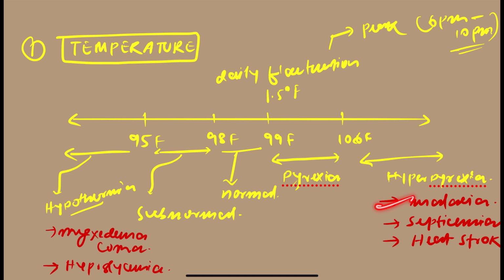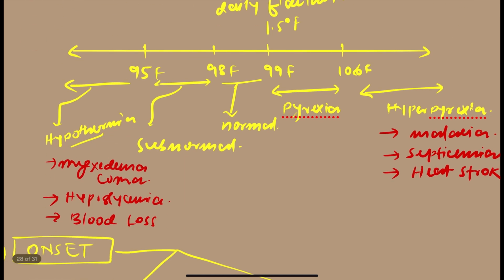Such as malaria, septicemia and heat shock. And if the temperature lies between 98 degree Fahrenheit to 95 degree Fahrenheit, then it will be known as subnormal. But if it is further less than 95 degree Fahrenheit, then it will be considered hypothermia. And hypothermia will be in case of myxedema coma, hypoglycemia, and blood loss.